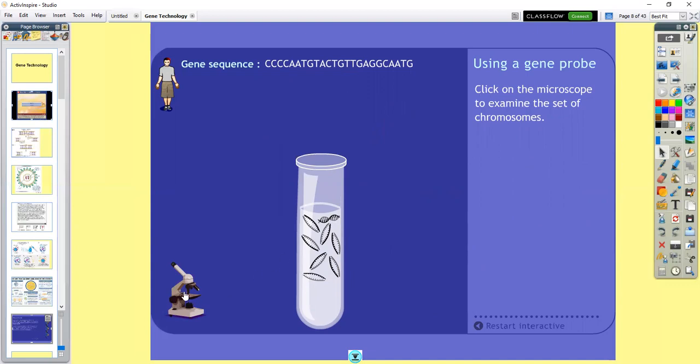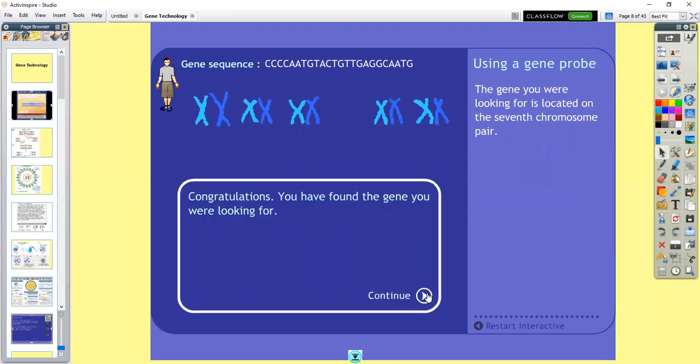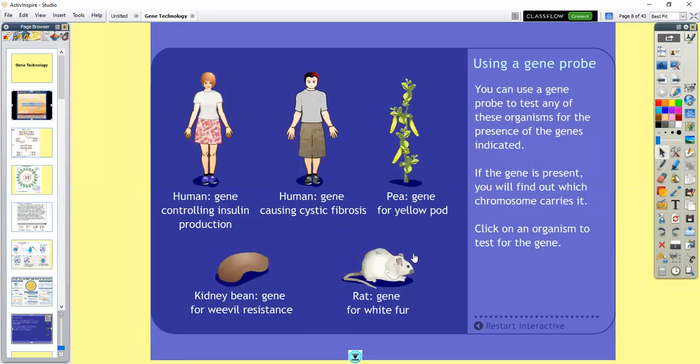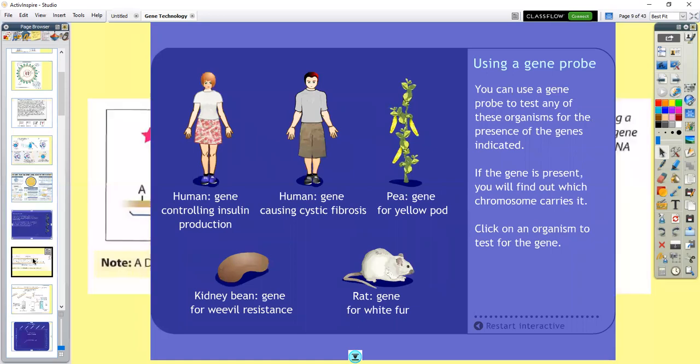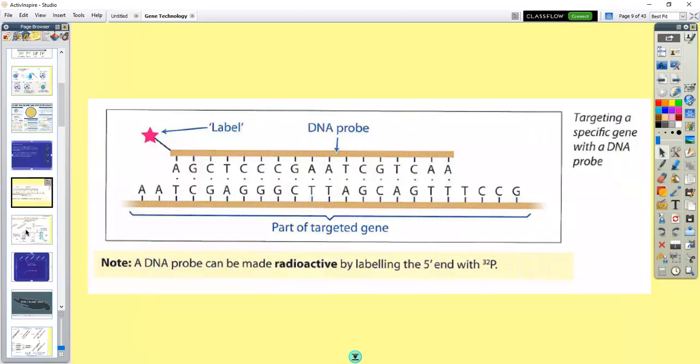If it finds that particular sequence, then it will bind to it and make that double-stranded. And you can radioactively label that as well. And then when you take a look under the microscope, you can see that person does in fact have that gene sequence. So they do have cystic fibrosis. So that can be used in a number of different ways. Your gene probe, here you can see, is your synthetic piece of DNA, complementary to a targeted gene. You can see the bases match there. It's also got a radioactive label, which means that you can see it under a microscope.